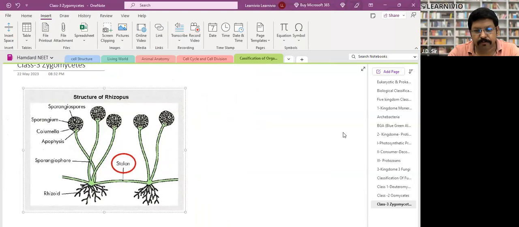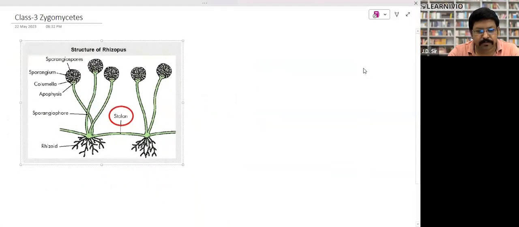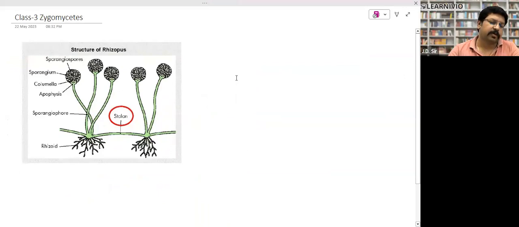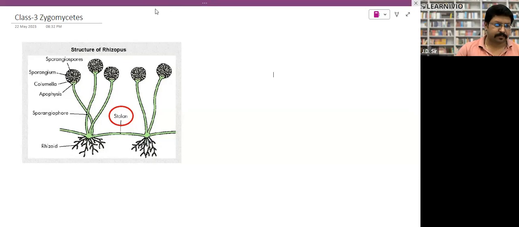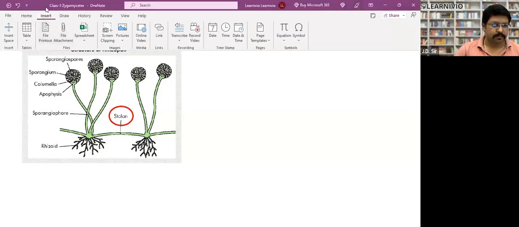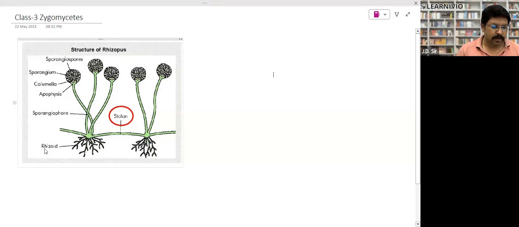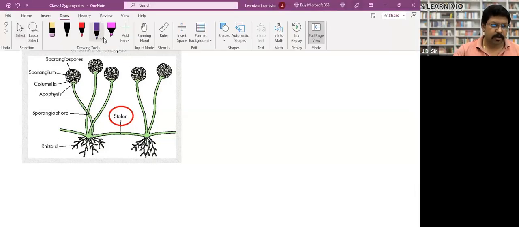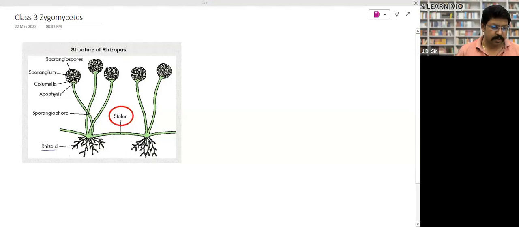This is an example of zygomycetes. The name of the fungus is Rhizopus. It has root-like structures, but they are not actually roots, right? So the root-like structures are called rhizoids. Those mycelia or hyphae which connect to another fungus are called stolons.